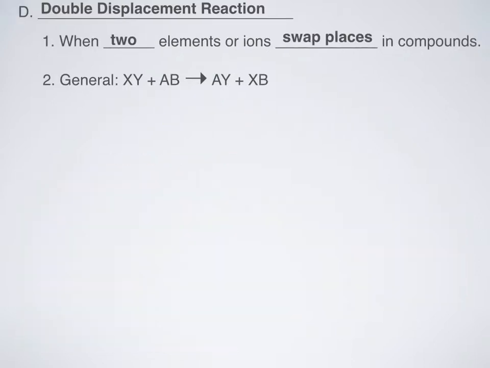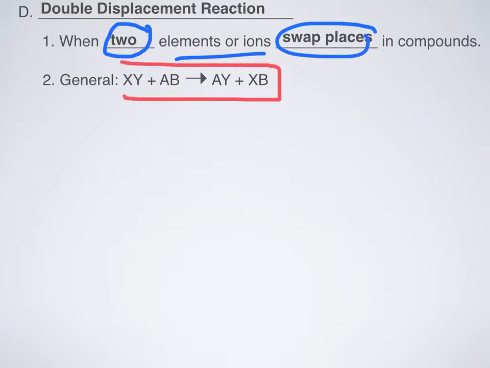Now this one, again, if you understand what a single displacement reaction looks like, a double displacement reaction is just two. So instead of one element replacing another, we have two elements or ions. Sometimes it can be ions. In fact, I think most often we'll see that. They swap places in a compound. So again, what we're looking at here is a general formula which looks something like this.